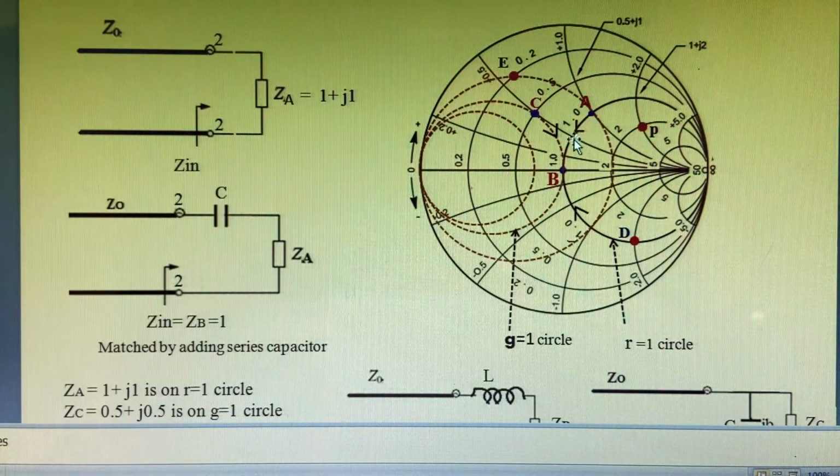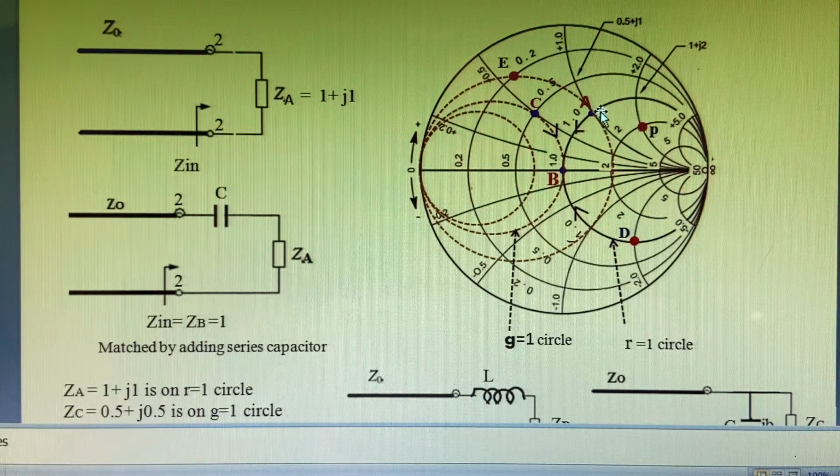By adding a capacitor, that is by moving over a resistance circle in the anti-clockwise direction, we got an input impedance equal to 1. So that movement from A to B adds a capacitor like this. We can find the value of that C by reading the reactance value at this position and at that position, and we will find the X value that we have to substitute in the equation, as we discussed in the previous topics, to get the value of C.